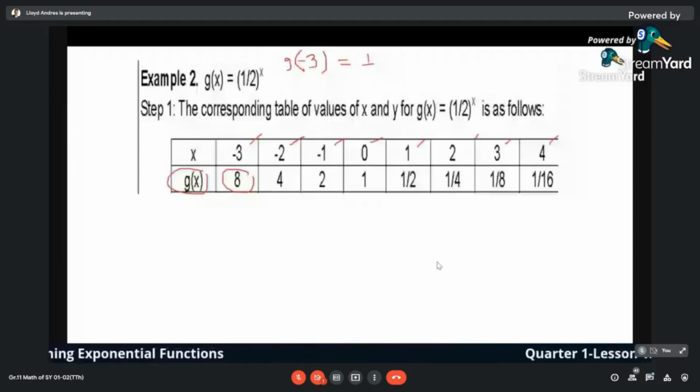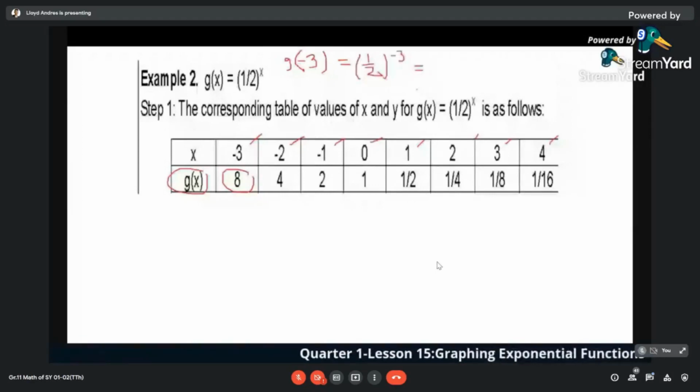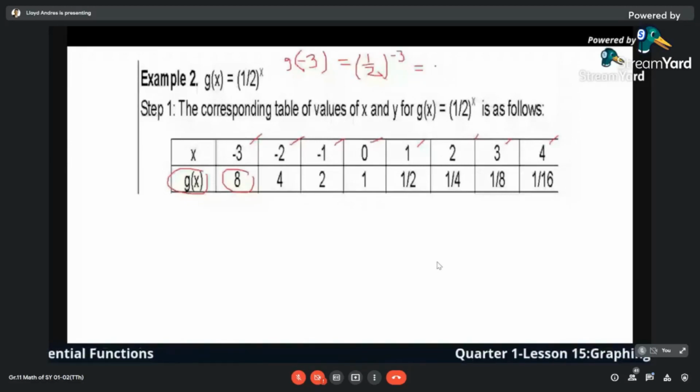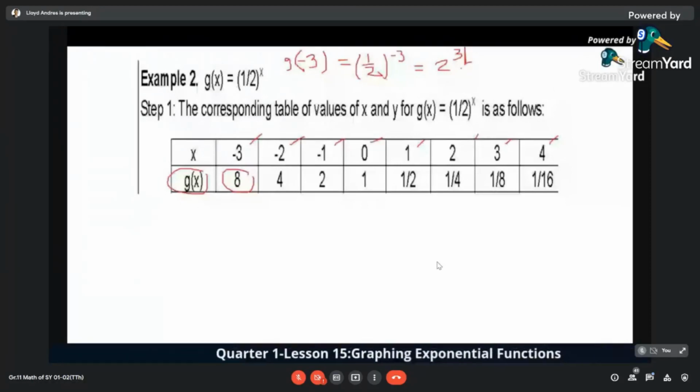Same as before, since the exponent is negative, we have to take the reciprocal of the base. The reciprocal of 1/2 is 2, so that the exponent becomes positive. Then 2 raised to 3 is 8. So that's 8. Next, the one for 4.